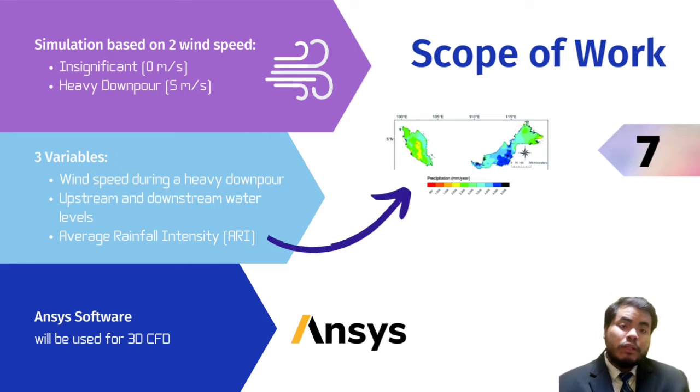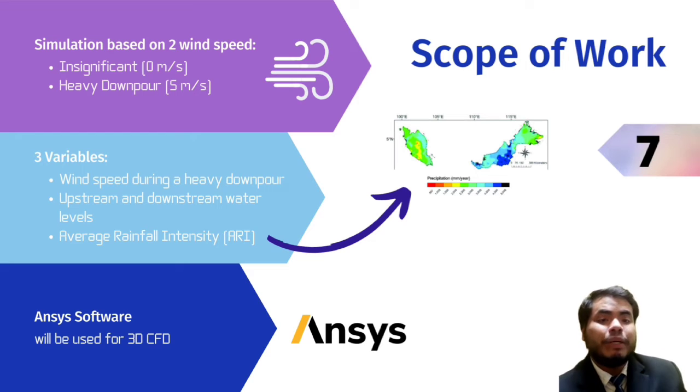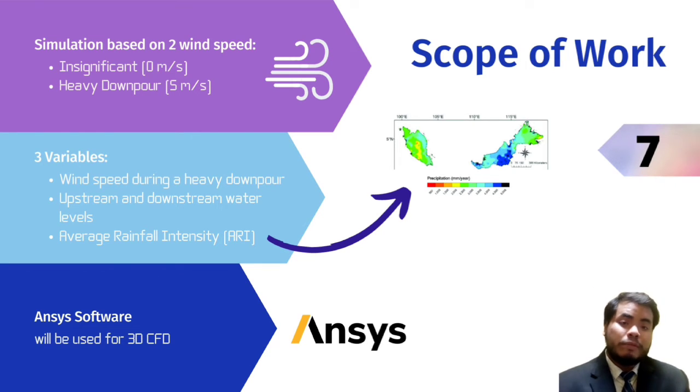Next, we will discuss the scope of work for my project. This simulation is based on two distinct wind speed scenarios. First, when the wind speed is regarded to be insignificant, which is 0 meter per second, and then the wind speed during a heavy downpour or heavy rain, which is around 5 meter per second.